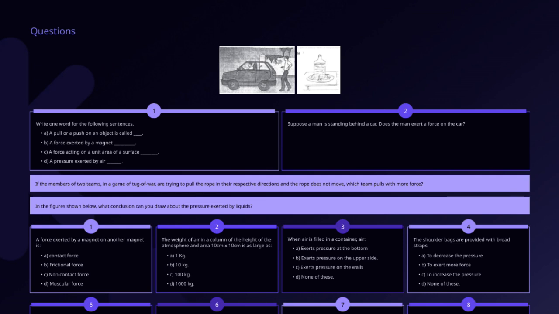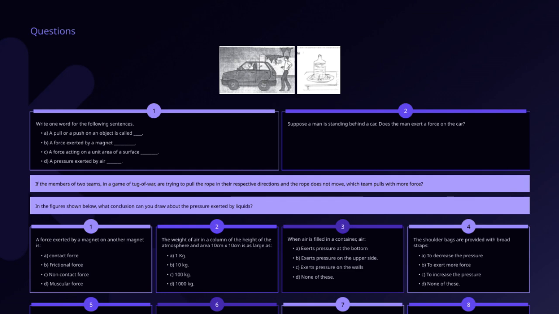Force generated by the movement of muscles is called muscular force, which is produced by muscles. The strength, or amount of force, is called its magnitude. The SI unit of pressure is the Pascal, which is equal to 1 Newton per square meter.